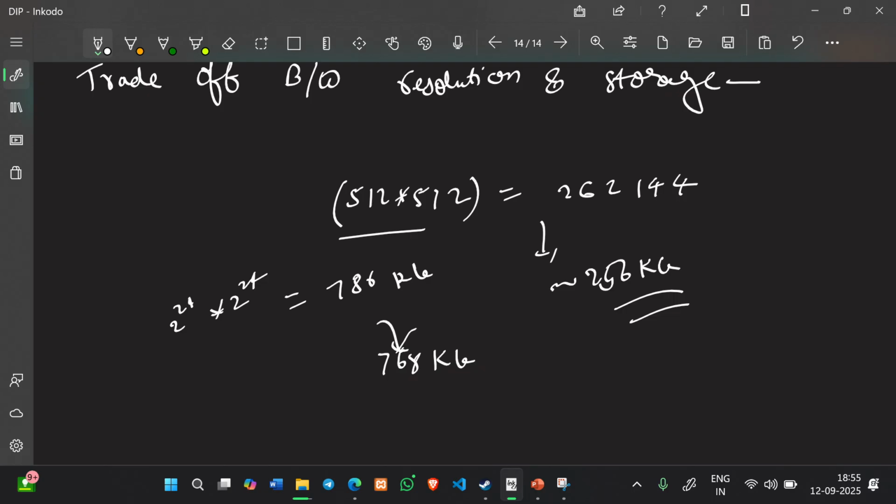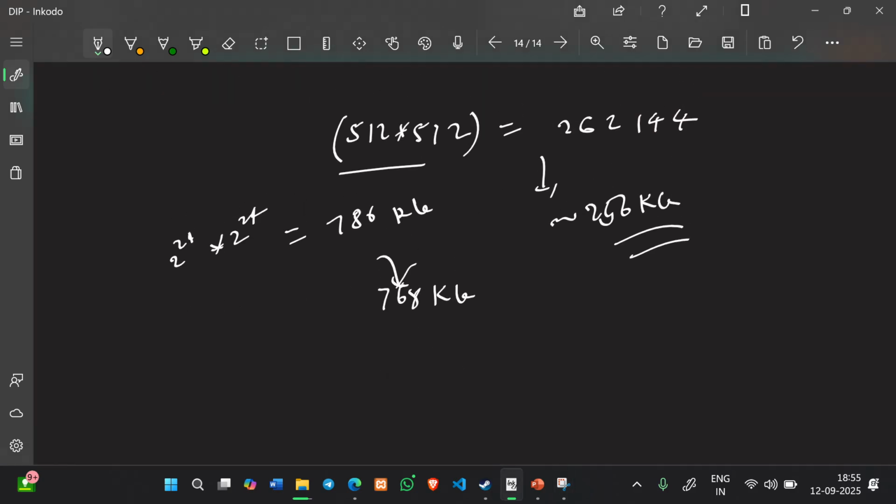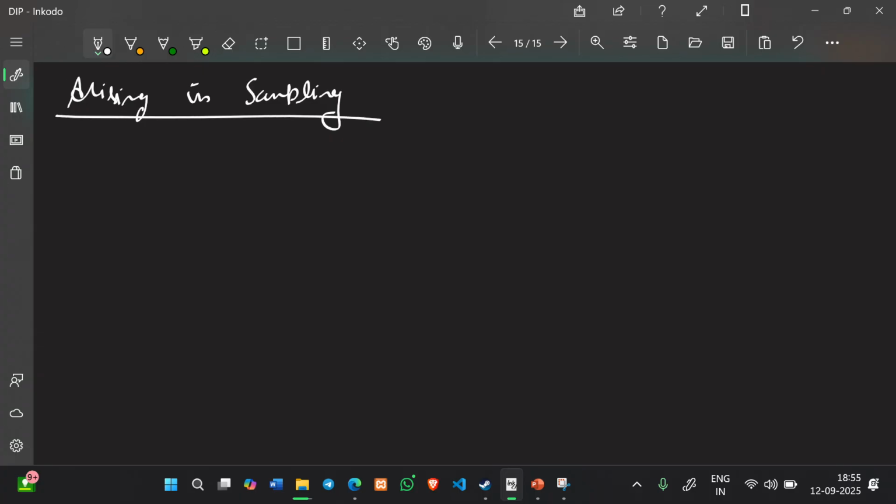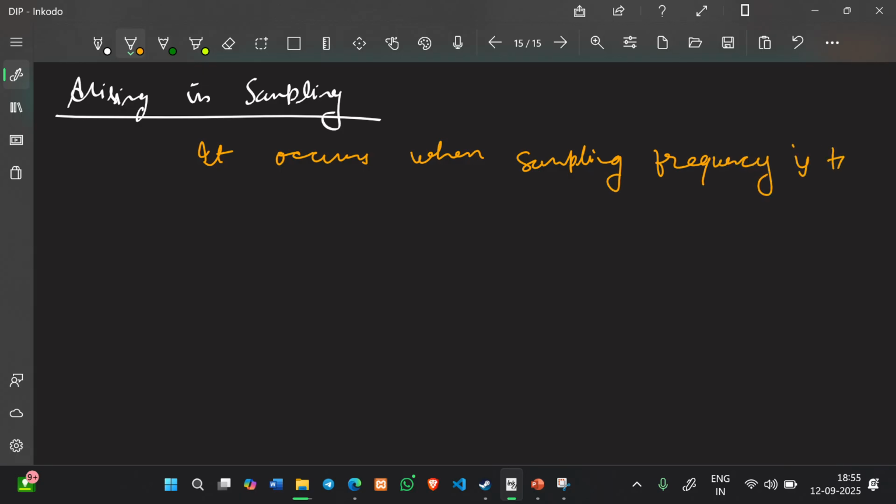Now we will talk about aliasing in sampling. So what is it? It occurs when sampling frequency is too low.